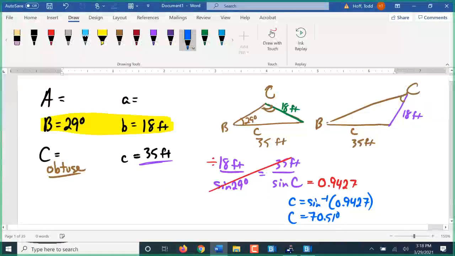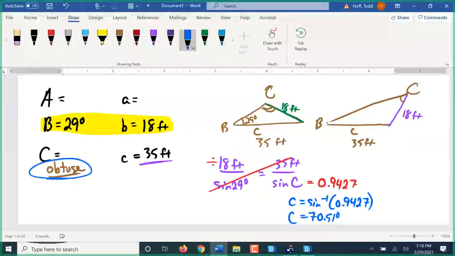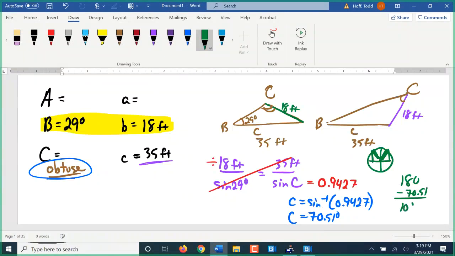Say no. No. Why not? Because C is obtuse. 70 is not obtuse, is it? To actually find C, remember on our unit circle, there's this angle over here that had that sine, but there's an angle over here that has the same sine. That's the supplement of the 70. So we have to subtract the 70.51 from 180 to get 109.49 degrees. Angle C is 109.49 degrees. So you just subtract the difference from 180. Subtract it from 180, yes.